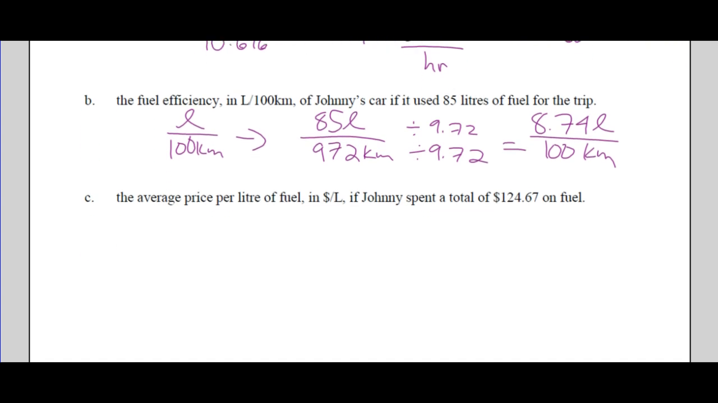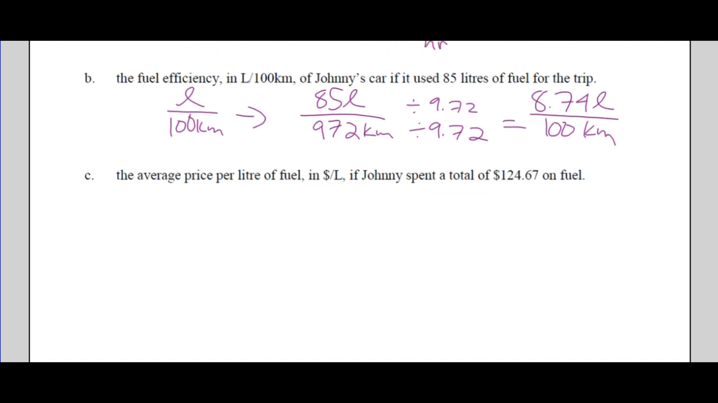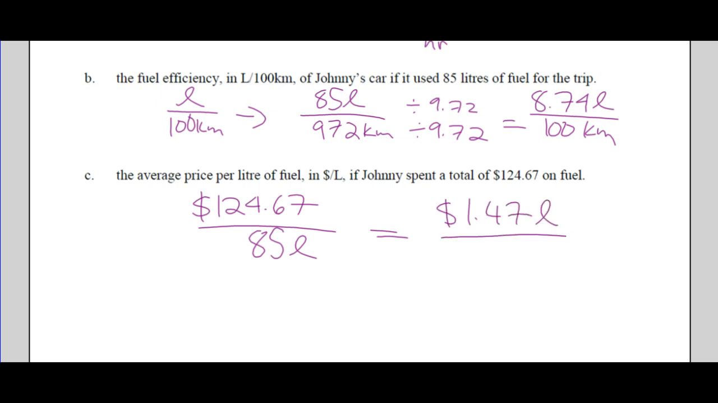The average price per liter of fuel in dollars per liter, if Johnny spent $124.67. So we got $124.67 for how much gas? 85 liters. Okay, so we just take 124.67 divided by 85, which is 1.47, rounding to the nearest hundredth, because that's what we round to, dollars per liter. Dollars per liter.